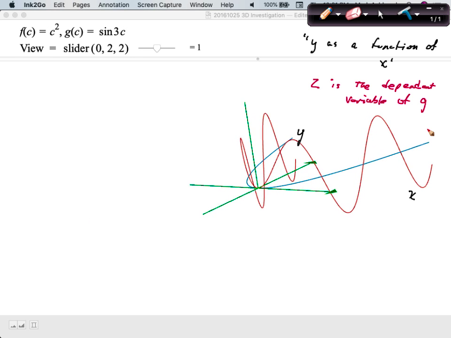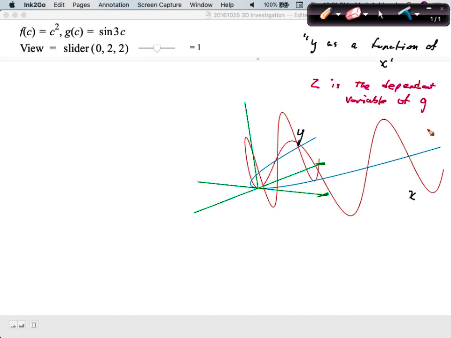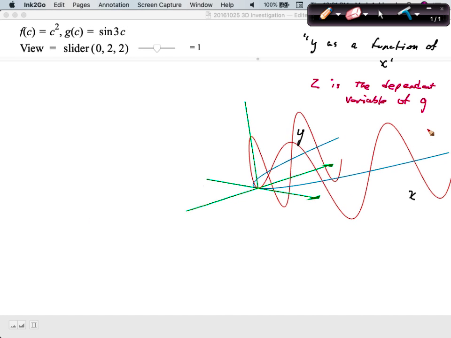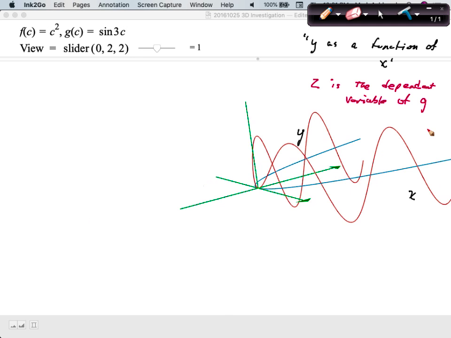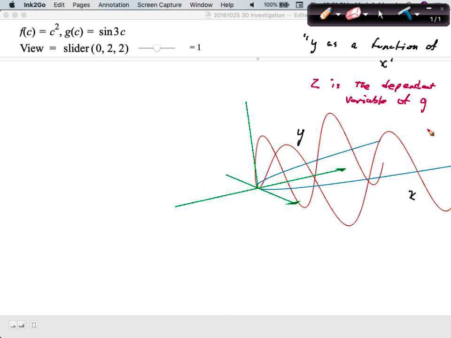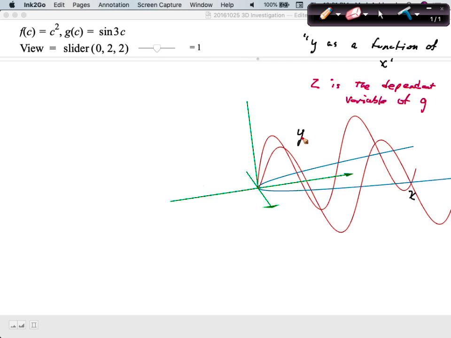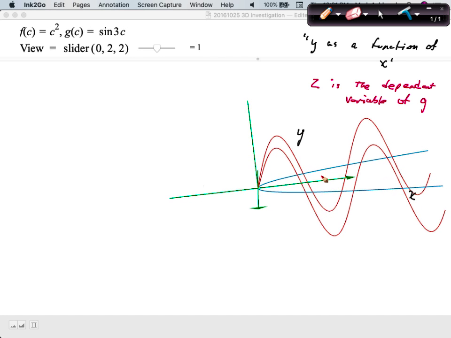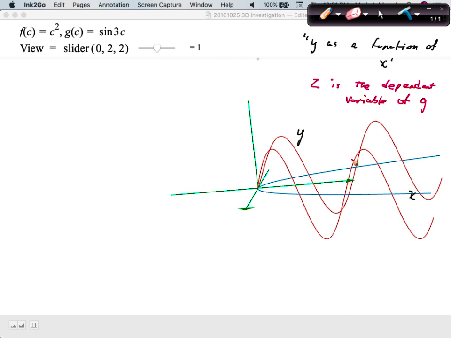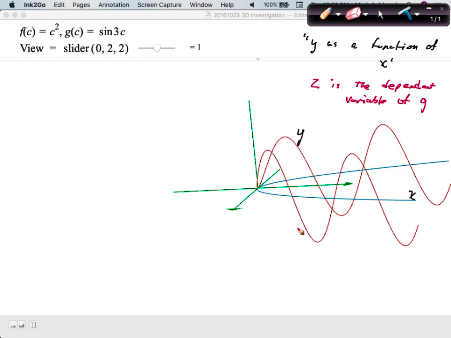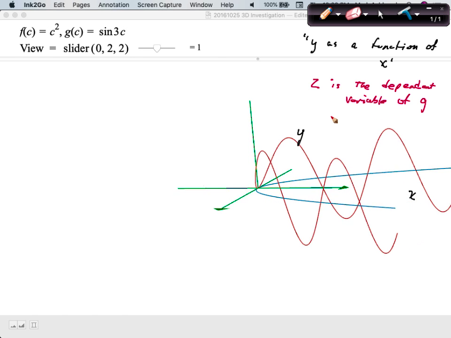Because the z value is like the value of sine, right? Okay, and so then what is the independent variable of g? We're graphing function g here. What's the independent variable here?